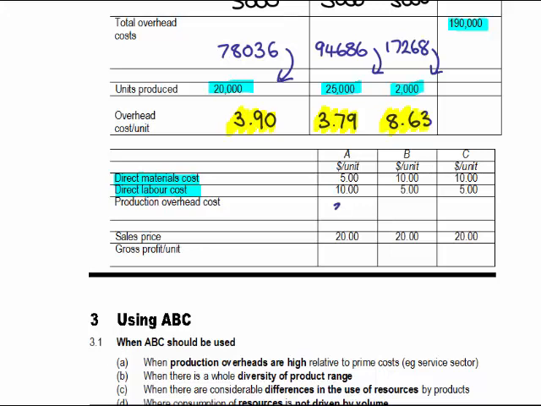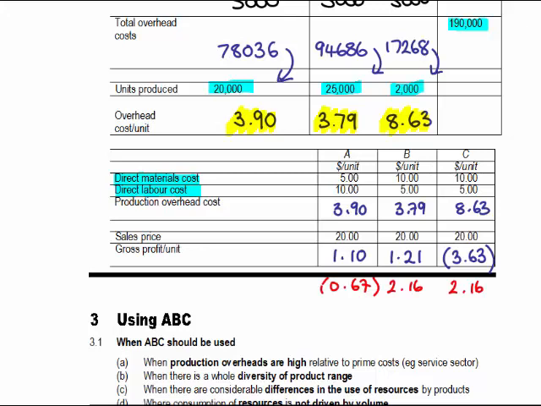We've got $3.90, $3.79 and $8.63, and that gives gross profit of $1.10 for product A, $1.21 for product B, and actually a loss of $3.63 for product C.